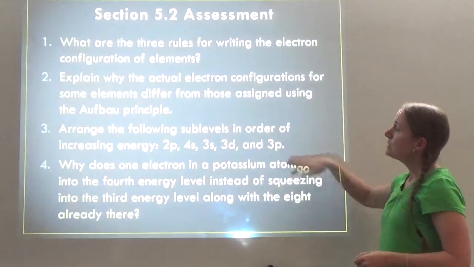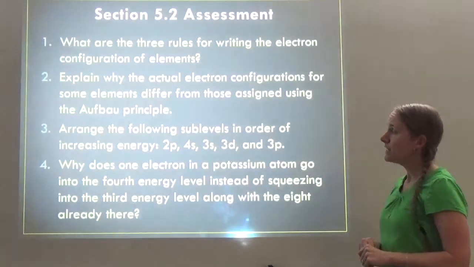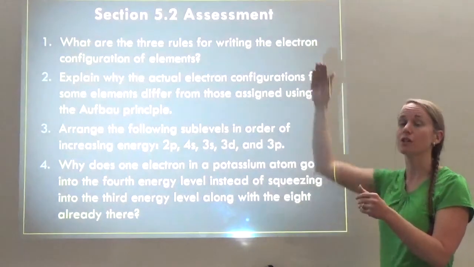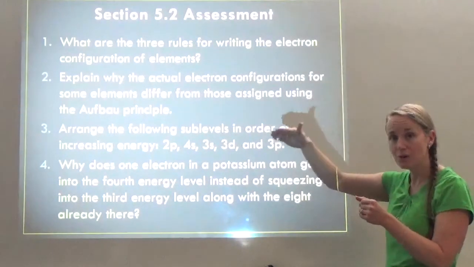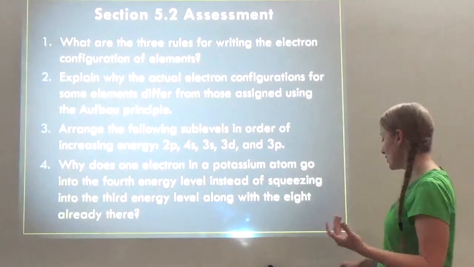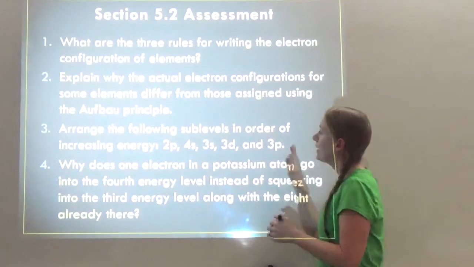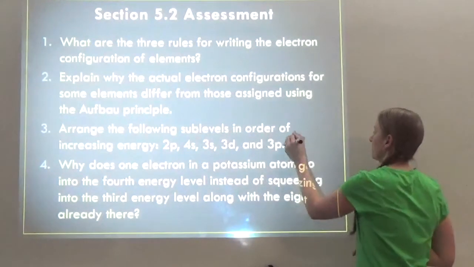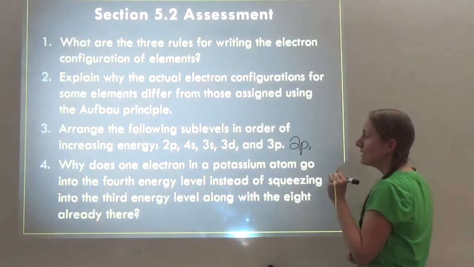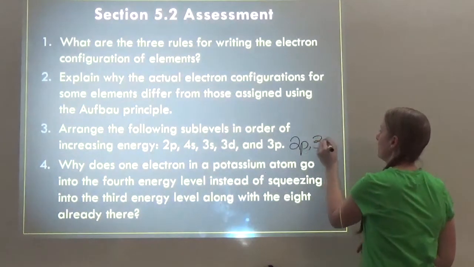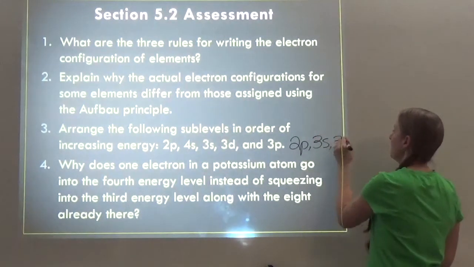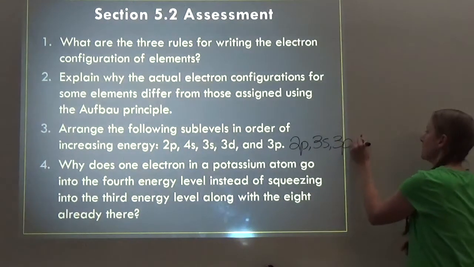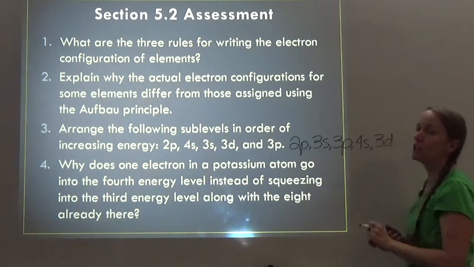All right, so it says arrange the following sublevels in order of increasing energy. Okay, so y'all, the periodic table is already set up in increasing energy. So like 1s is the lowest energy, 2s is next, 2p is next. So let's just get these in order. Out of all of these, our lowest energy would be 2p. Next would come 3s, then would come 3p.